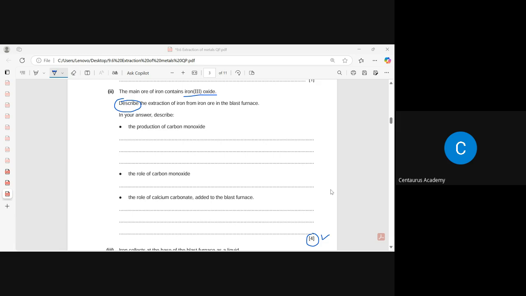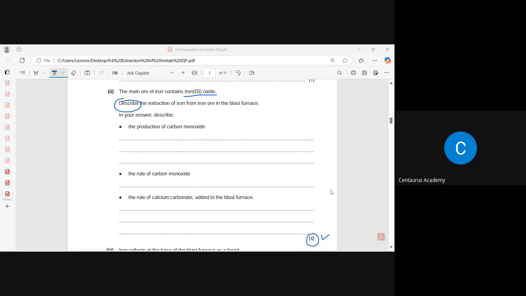Okay, moving on to the next one, the role of carbon monoxide. Now, what is the role of carbon monoxide? One statement is required. Yes, the carbon monoxide which is produced is going to reduce iron 3 oxide to form iron, or you can mention molten iron.